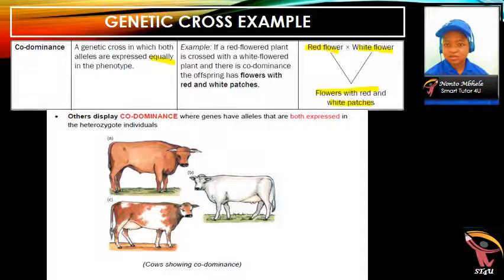They are codominant. Others display codominance where genes have alleles that are both expressed in the heterozygous individual. As you can see here, this cow in A is brown, this cow in B is white, this cow in C is brown and white. So the brown cow, when crossed with a white cow, the offspring generation would be a cow with brown patches and white patches. They are codominants.